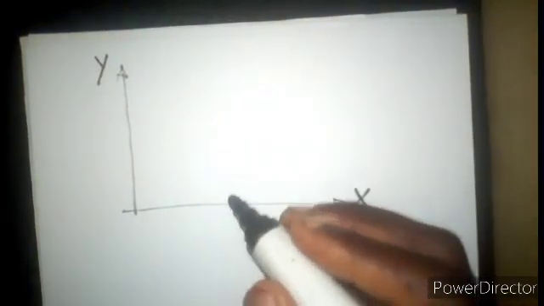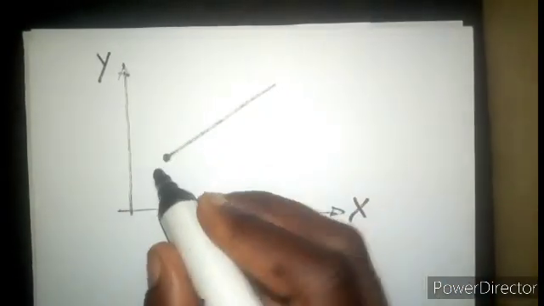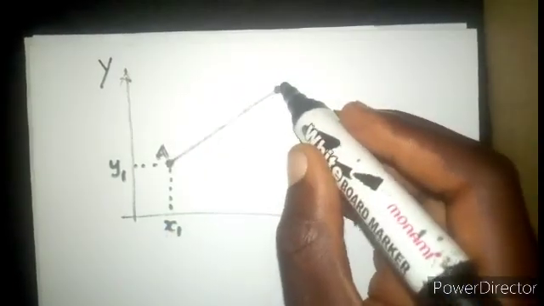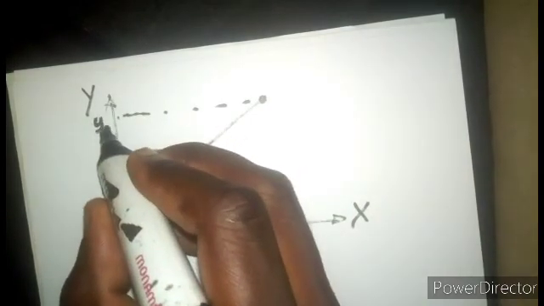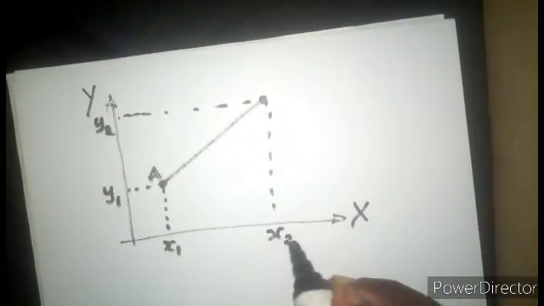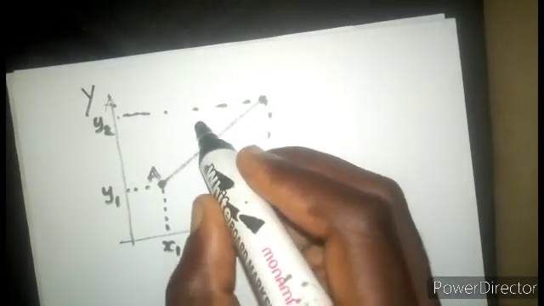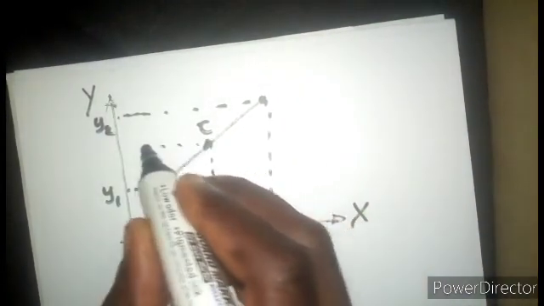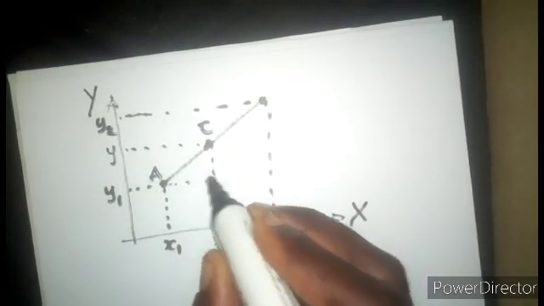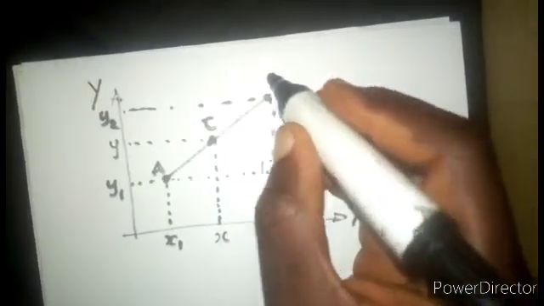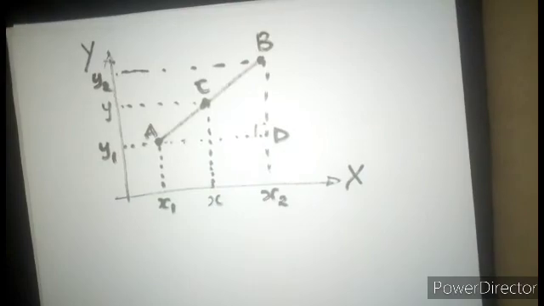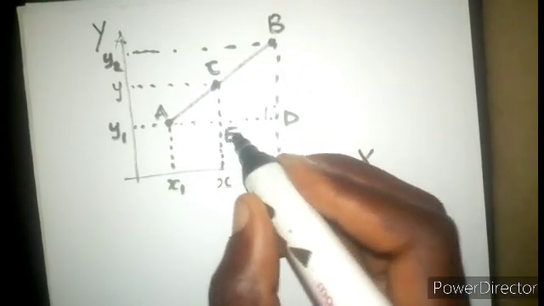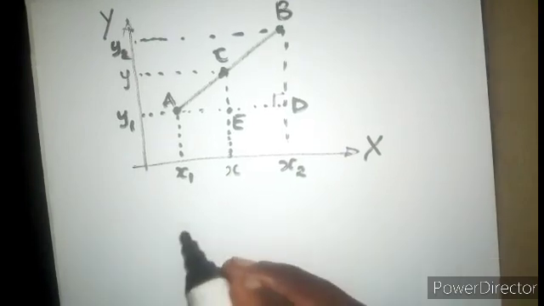So this is the XY plane, and let's say this is x1, y1, so that's the point A. This is y2, this is x2, and the point C should be somewhere here. It has to be midway. So we called it x, y. If you complete this to form a right angle triangle, we can call this P. We can call this point D. Okay, and we call this point E.